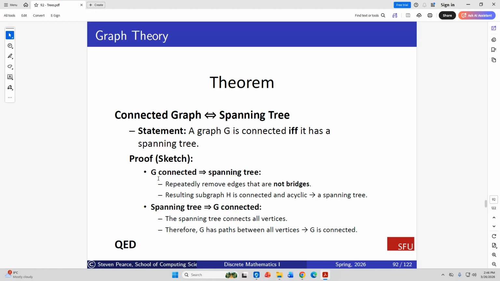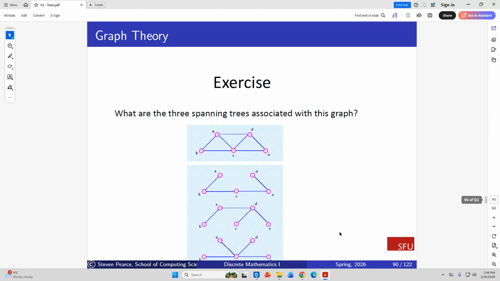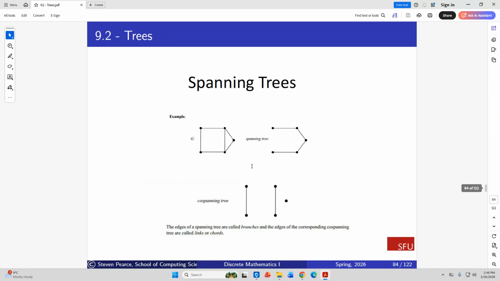Proof: G connected implies spanning tree. Repeatedly remove edges that are not bridges. The resulting subgraph H is connected and acyclic. It's a spanning tree, and it has all of the nodes. Spanning tree implies G connected, going the other way. The spanning tree consists of all vertices, therefore G has paths between all vertices, so G is connected. Again, the spanning tree connects all vertices, therefore G has paths between all vertices. G is connected. So you can get to any node from any other node. This is connected.